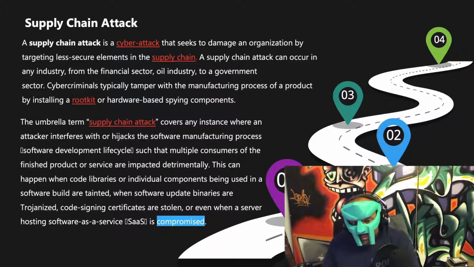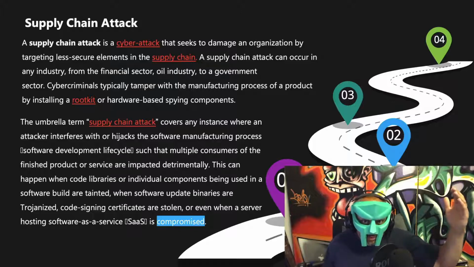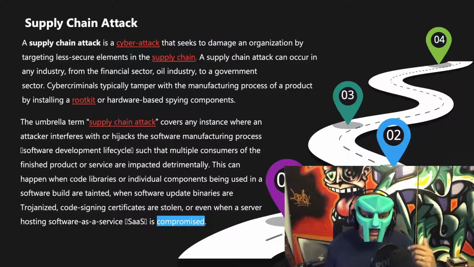This can happen when code libraries or individual components being used in the software build are tainted, when software update binaries are trojanized, code signing certificates are stolen, or even when a server hosting software as a service is compromised. With any software supply chain attack, attackers interject themselves either upstream or midstream to cast their malicious activities and their after effects downstream to many users. Subsequently, compared to an isolated security breach, successful supply chain attacks are of a much larger scale with far-reaching impact.